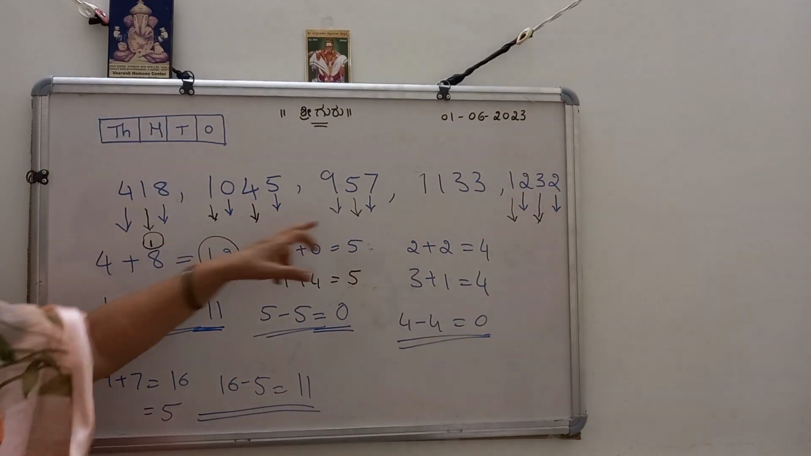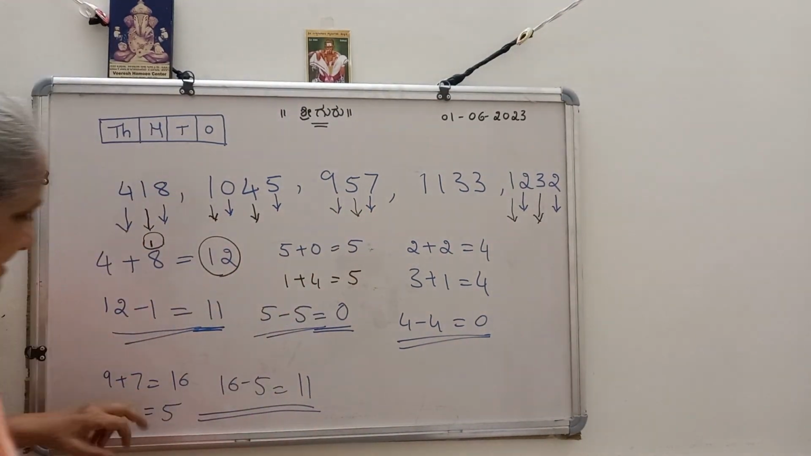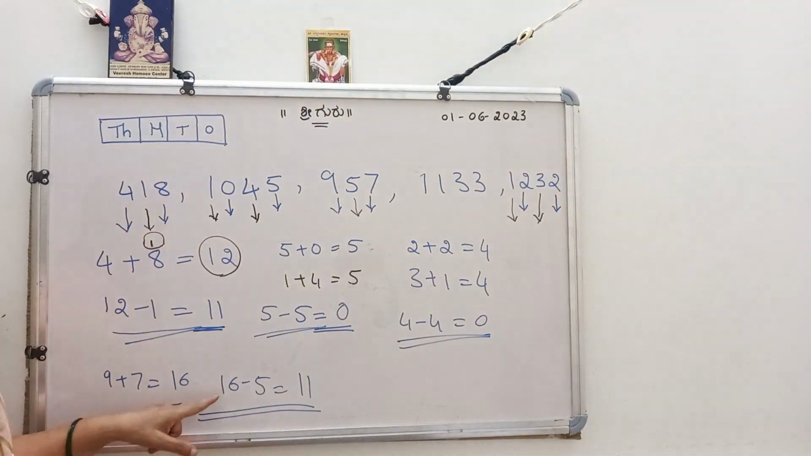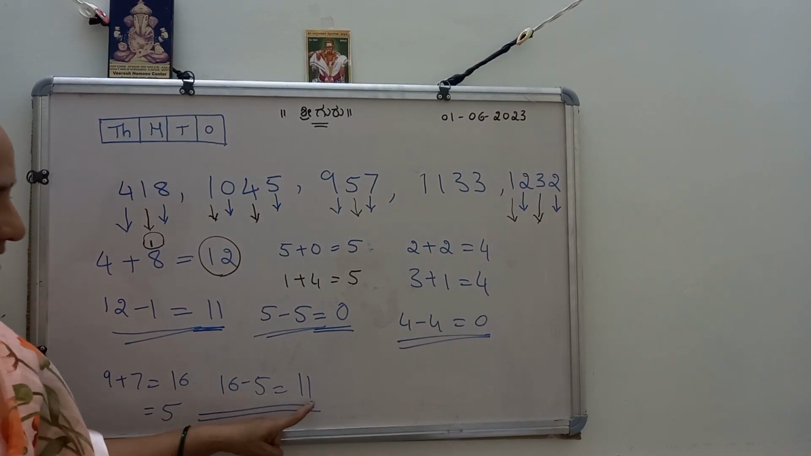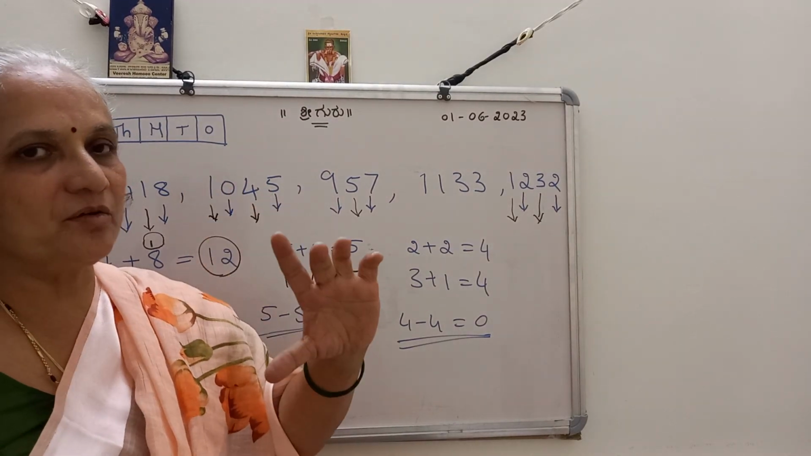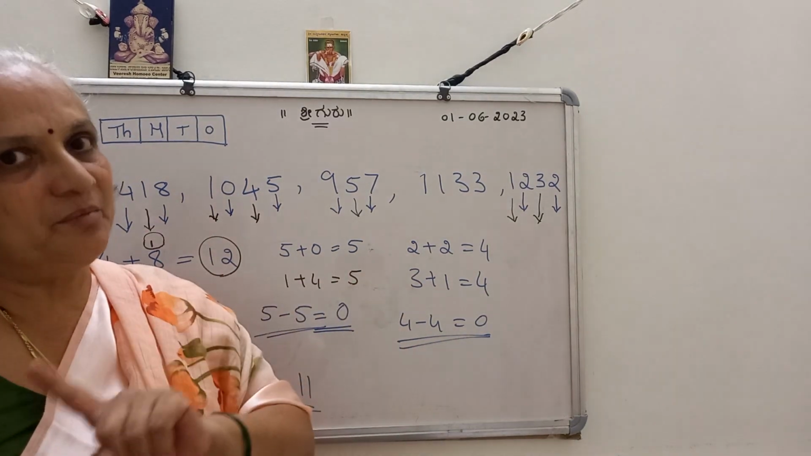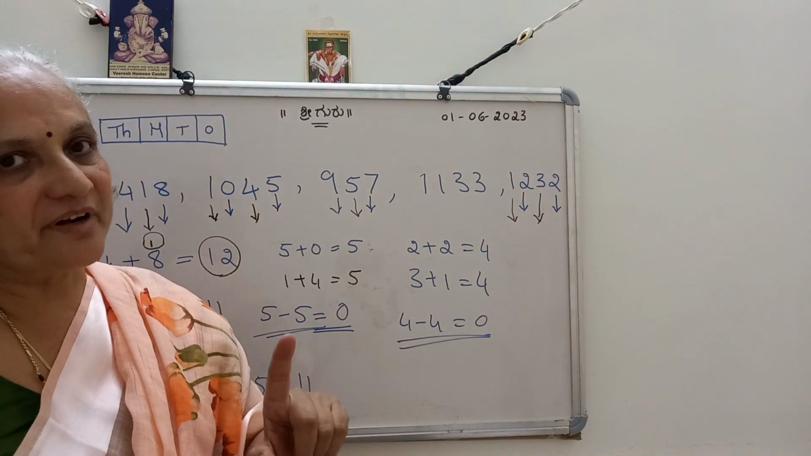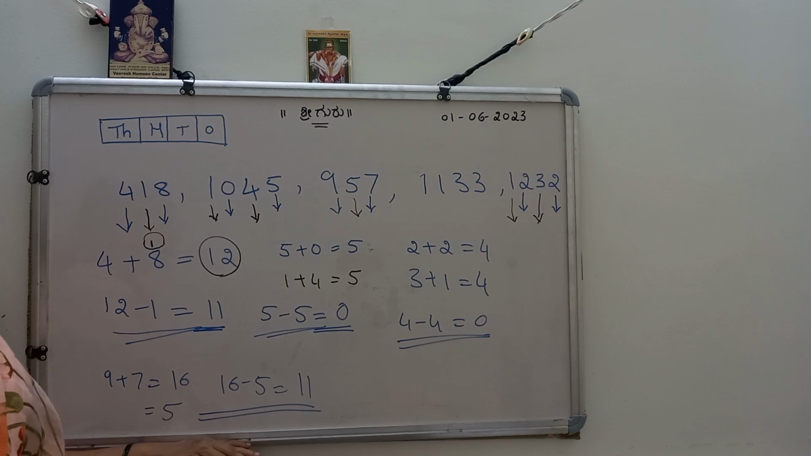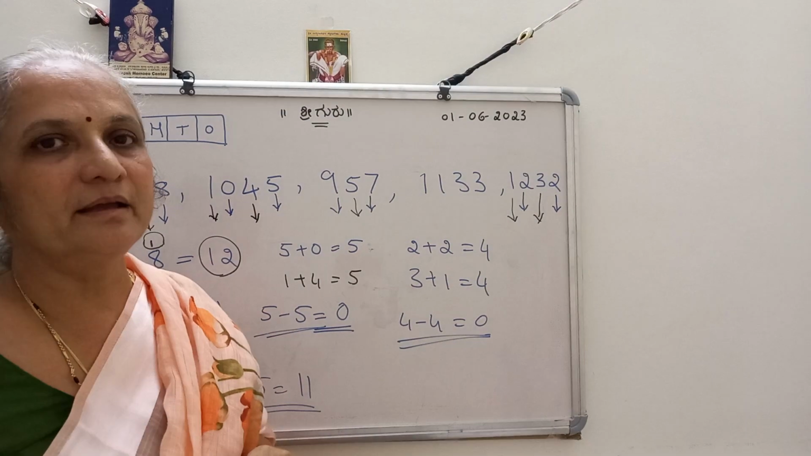Here, for the number 957, digits in the odd places are 9 and 7. So, taking the sum, you get 16. And digit in the even place is 5. Subtraction gives us difference as 11. So what we did, we took the sums of the digits in odd places and even places separately. Their difference gives us 0 or 11. If the situation is like this, then the given numbers are divisible by 11.